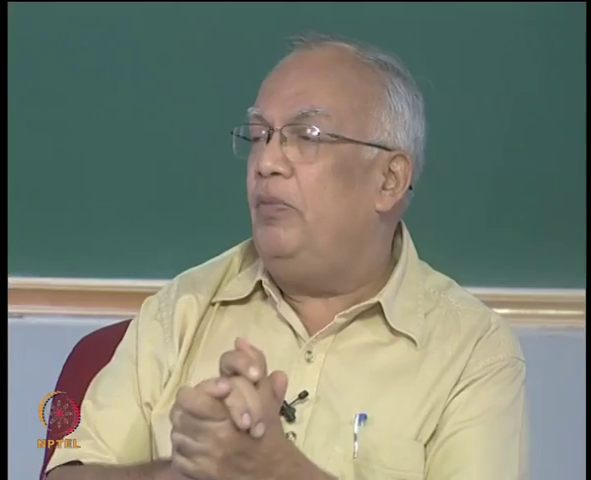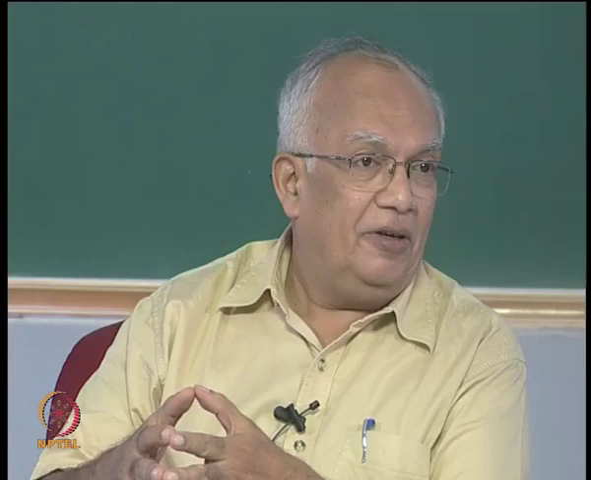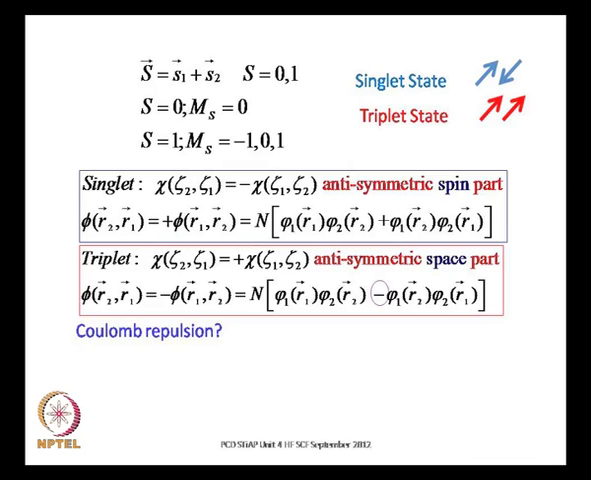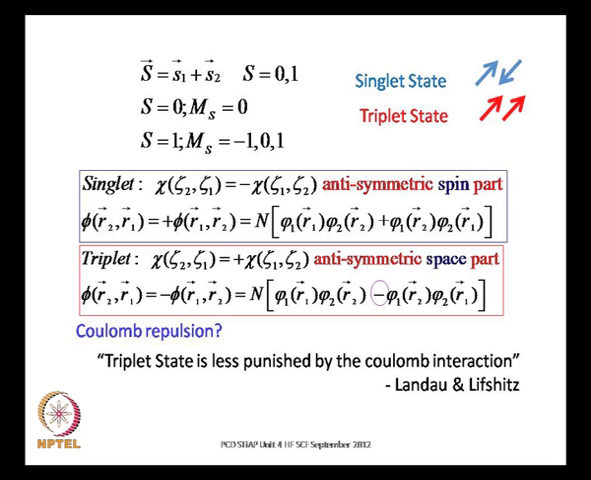And what happens to the Coulomb repulsion energy? It goes as 1 over distance, right. So, now you have a larger distance in the triplet state compared to the singlet state, but this is repulsion, right. So, the triplet will have lower energy compared to the singlet. This is very nicely stated in Landau and Lifshitz book, in which they say that the triplet state is less punished by the Coulomb interaction. It is a nice way of saying it. Okay.